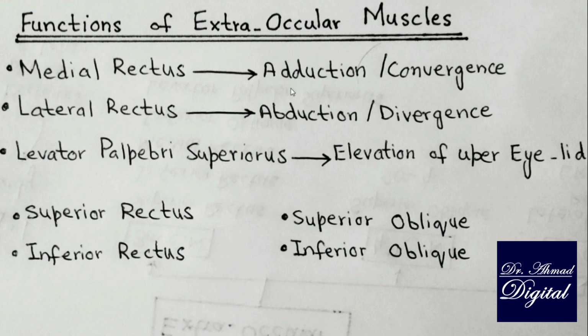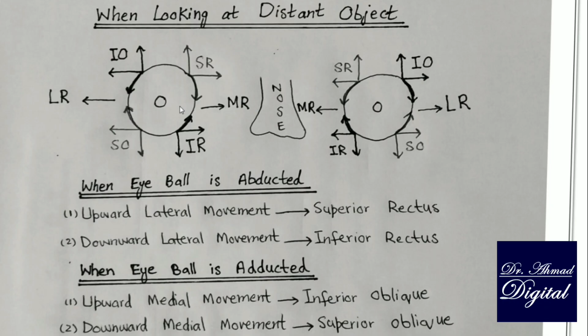Medial rectus will help us in adduction or convergence. Adduction means the pupil will move towards the nose. Lateral rectus will help us in abduction or divergence, which means the pupil will move away from the nose. Levator palpebrae superioris, its function is a bit easy to remember, that it will help us in elevating the upper eyelid. And to understand the functions of superior rectus, superior oblique, inferior oblique, we have to look at this diagram.